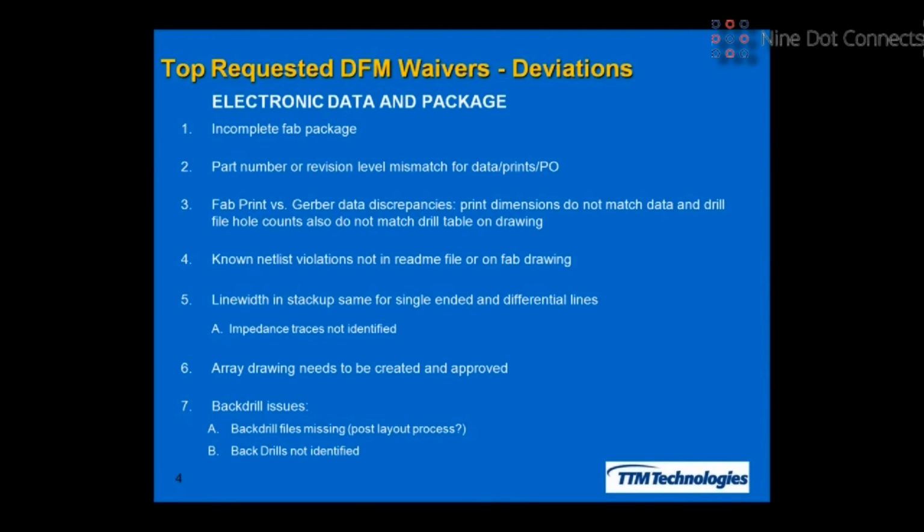Overhanging components, for example, breakaway tabs. Do they have equipment that can cut them apart? The pizza cutter for V-score. I mean, all these different things. The assembler really has a lot of input on that.